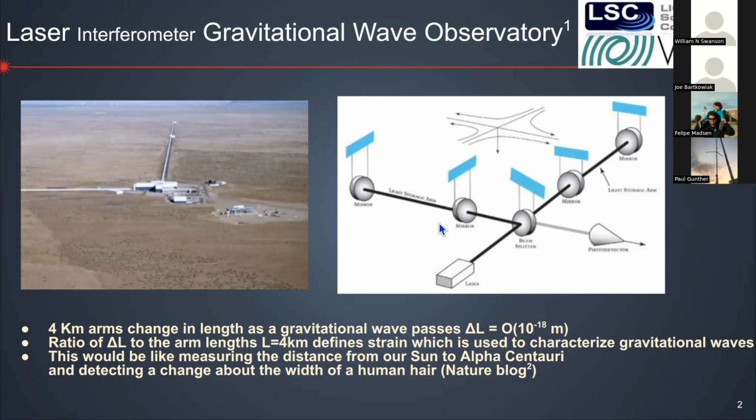And I saw this really cool analogy on what kind of precision we need. If we were to look at the distance between our sun and Alpha Centauri, we're looking for a change in that distance on the order of the width of a human hair.